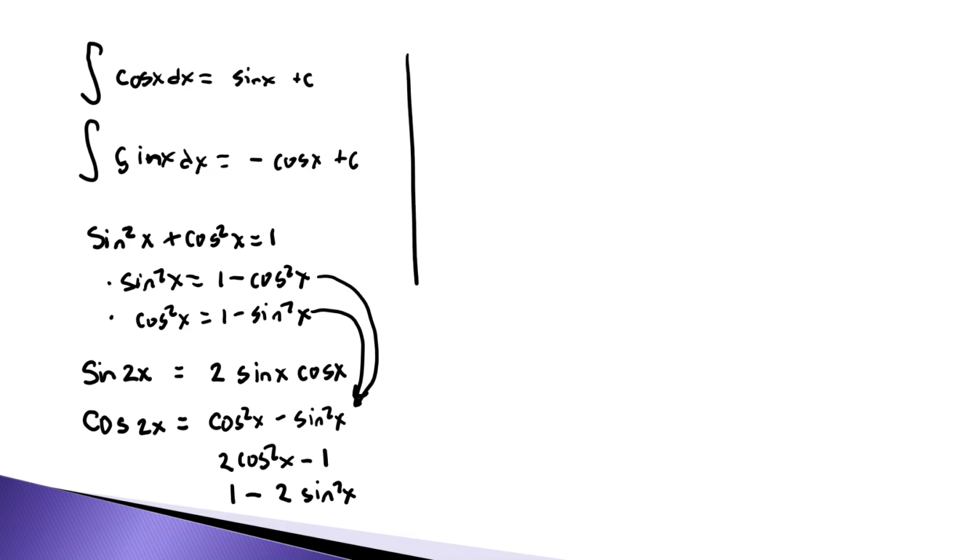So the first type of integral we're going to look at is if you just happen to have one sine or one cosine and the rest of the integral is in terms of the other one. So if I had, for example, cosine cubed of x times sine of x dx, we know that the derivative of cosine is negative sine, and there's a negative sign right there. So this would be a really easy integral to do.